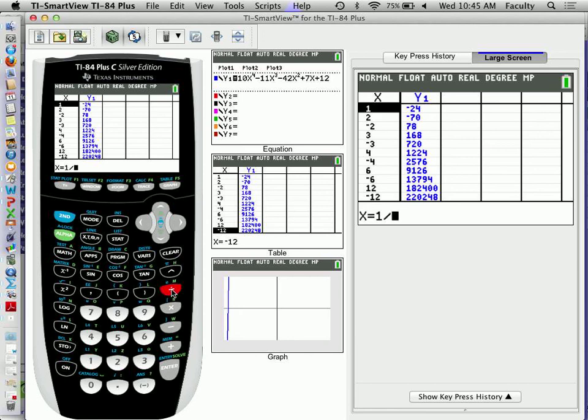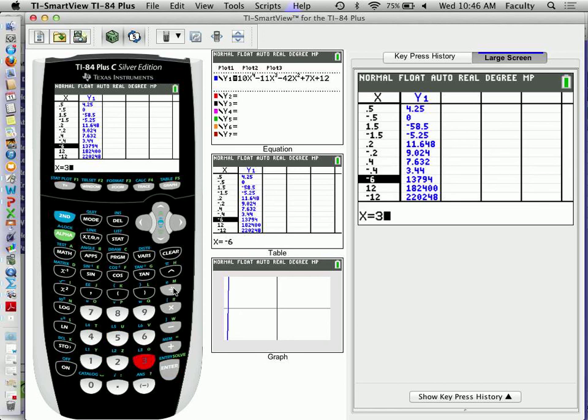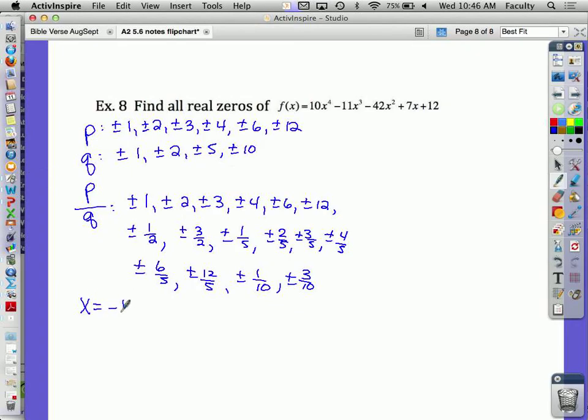So you just do 1 divided by 2. Here's negative 1 divided by 2. Bingo, we have one winner. Okay, so just remember that one. Now let's do 3 divided by 2. Nope. Negative 3 divided by 2. Nope. 1/5. Negative 1/5. 2/5. So this really is a test of patience and perseverance. And 3/5. We finally got a winner. Okay, so we had x was negative 1/2 and x is 3/5.